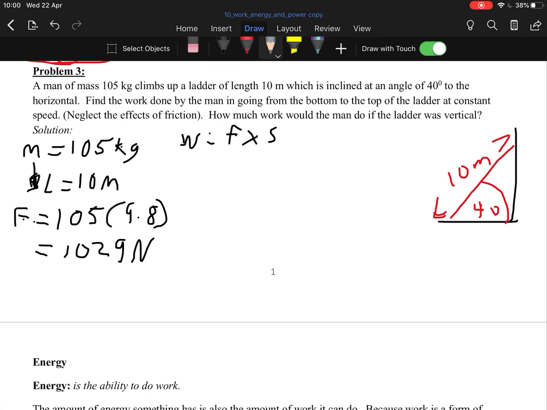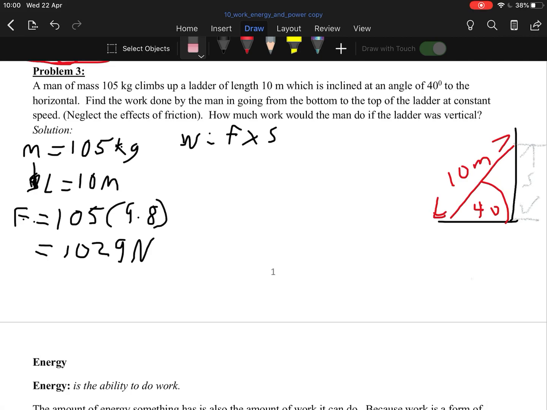The reason you're wrong is that 10 meters is the length of the ladder. It's not your displacement. Remember what I said? Your displacement is from where you started, which is on the ground here, to where you finished, which is above here. This is your displacement. So we need to find that S value. Now, if you look at this, what do we actually have? We have here a right angle triangle, hypotenuse of 10 and an angle of 40, and we're looking for the opposite.